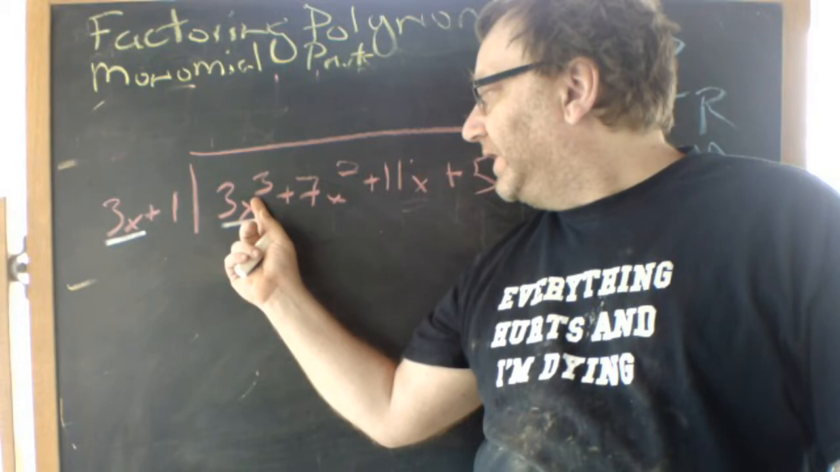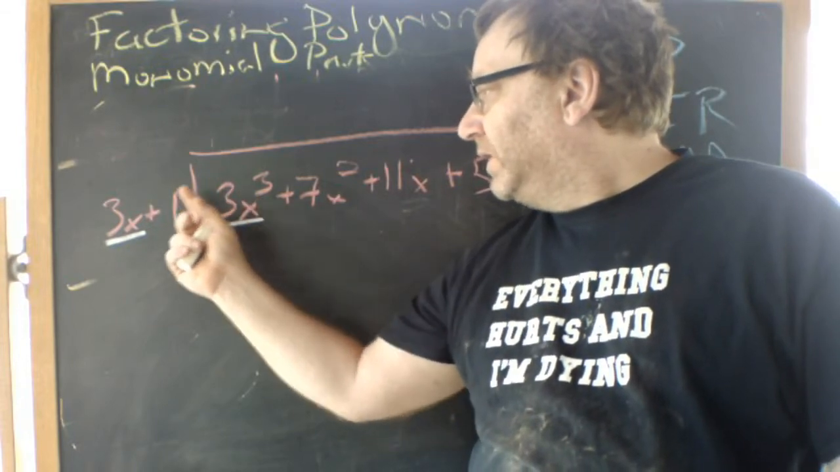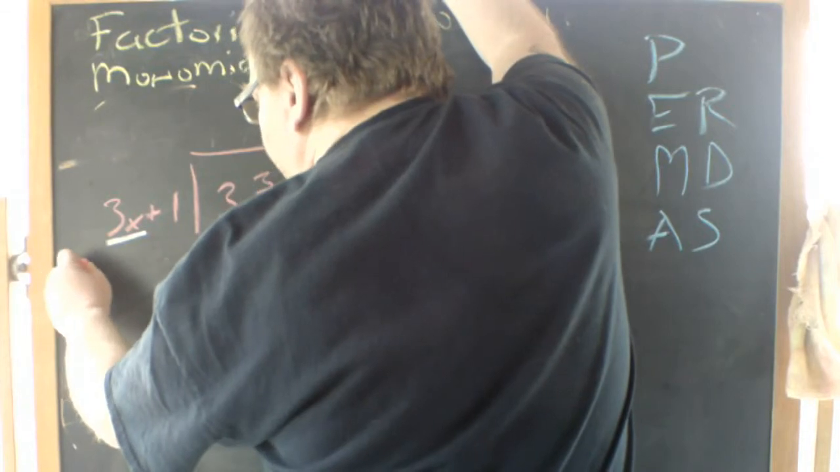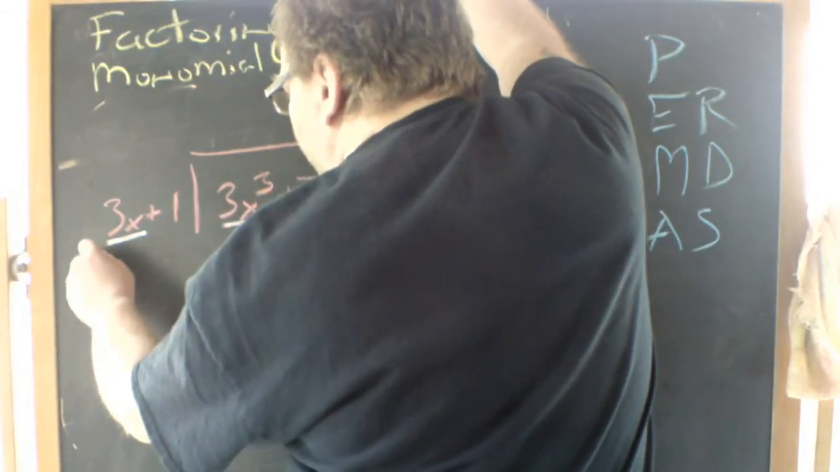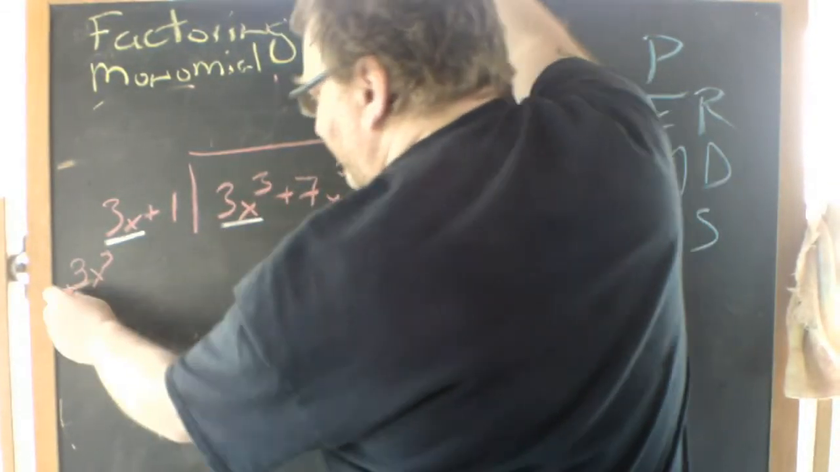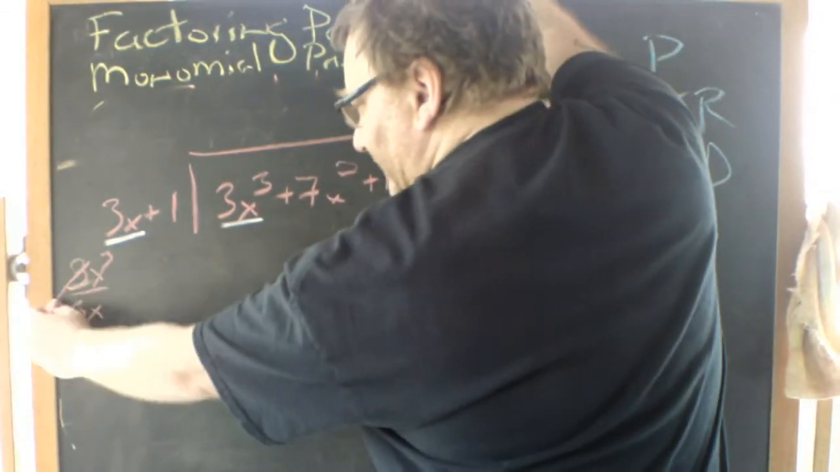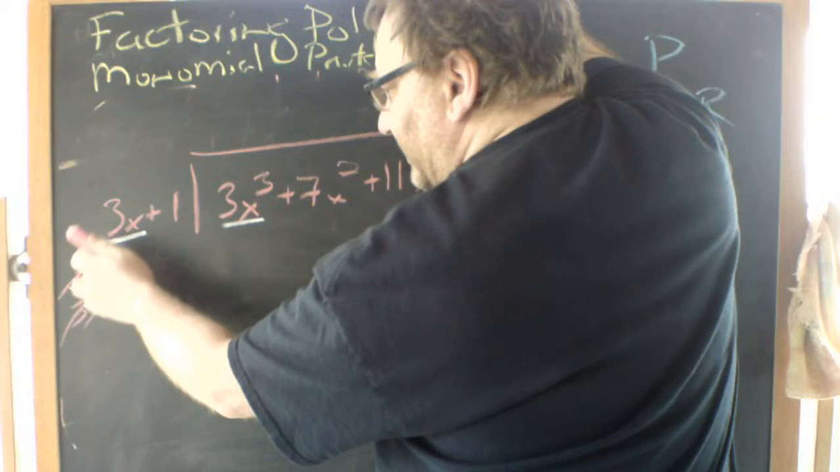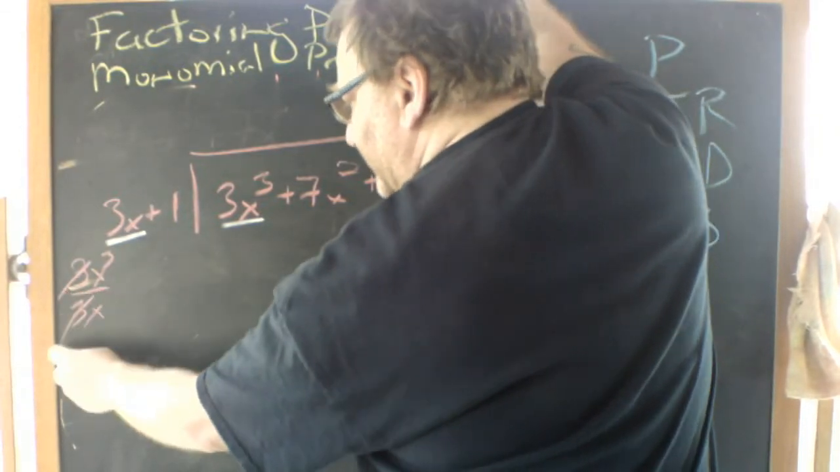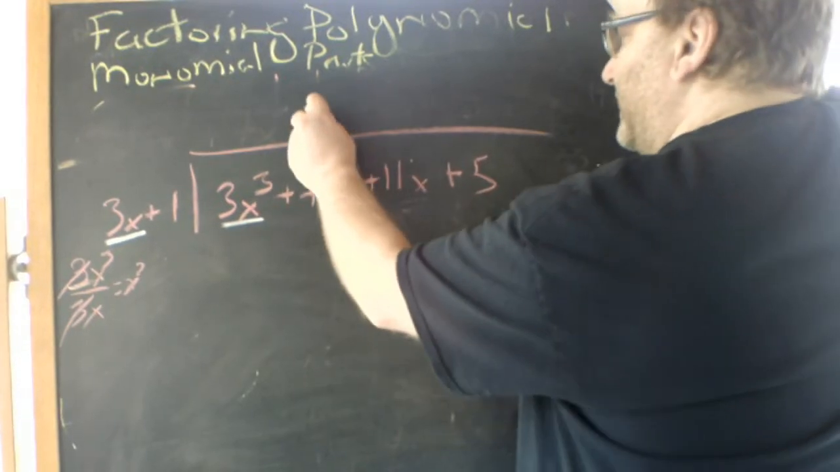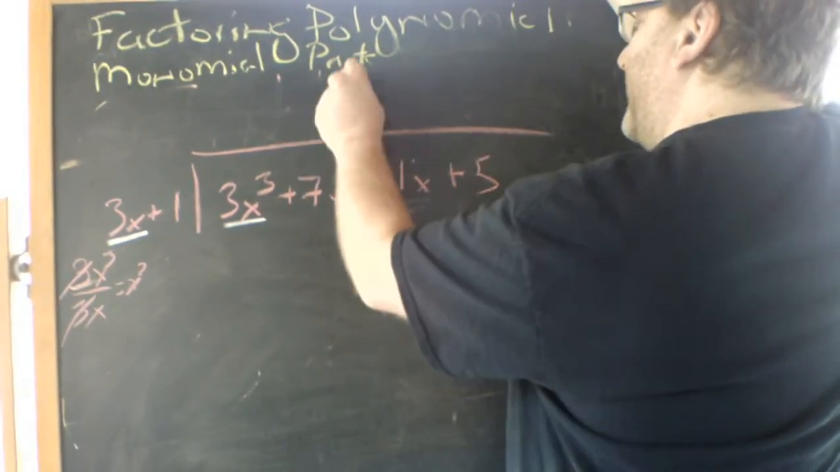So 3x cubed divided by 3x. So I'll write the division of my leading terms. So I have this here and 3x. Well, the 3's cancel, and x cubed divided by x is x squared. So that's the thing I need. I need 1x squared.